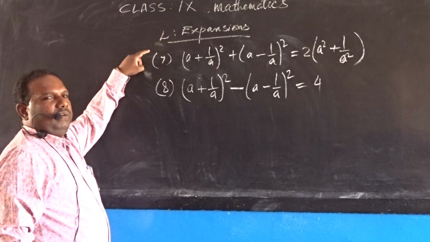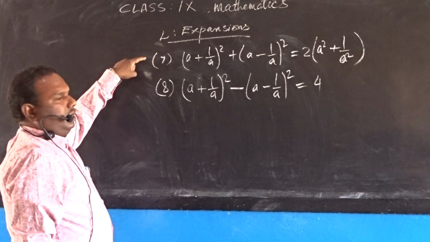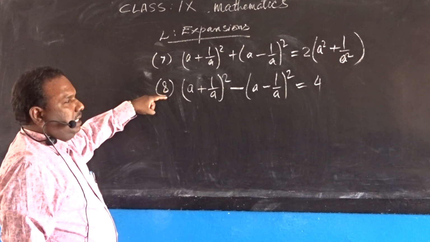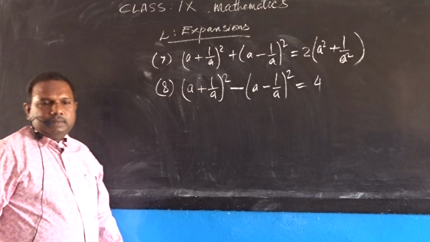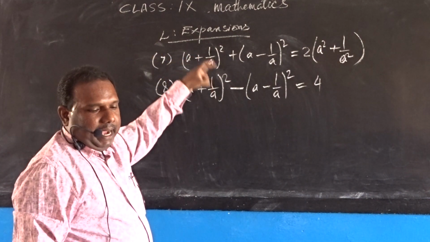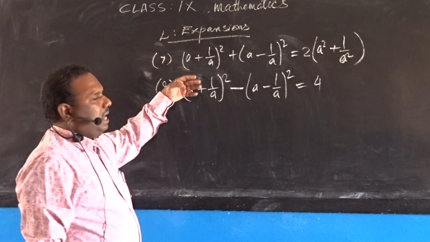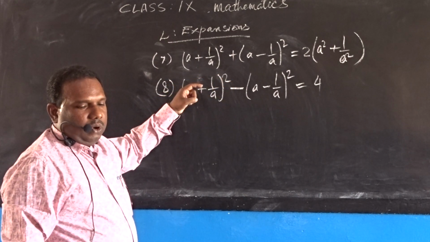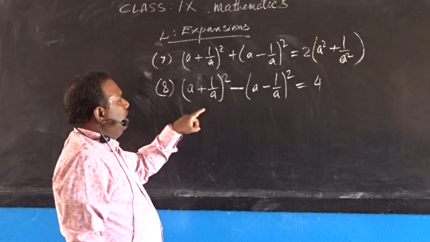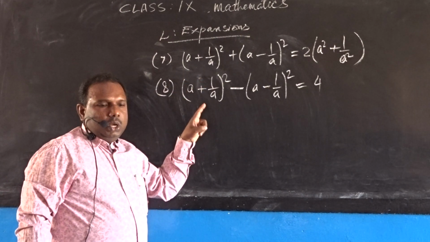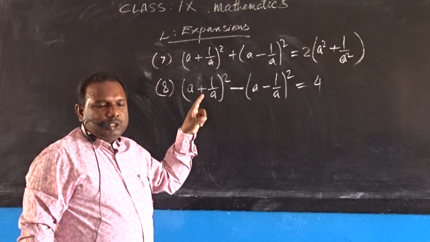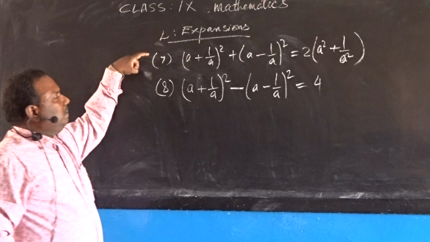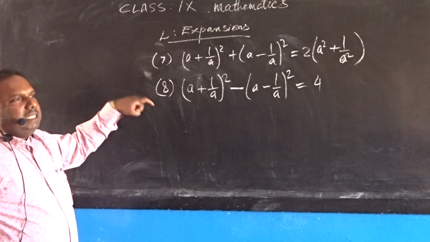Now we study equations from 1 to 8. Each of these equations is an identity. Now you may ask, what is an identity? An equation which is true for all values of its variables is called an identity. Each of these 8 equations is an identity.